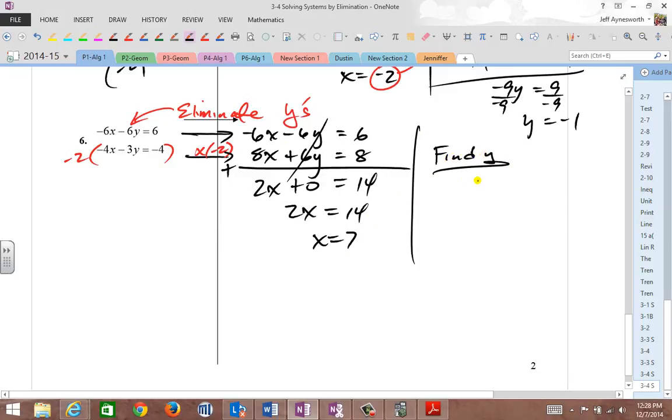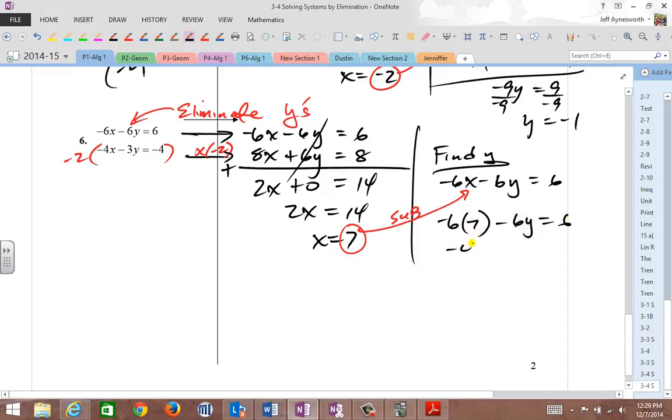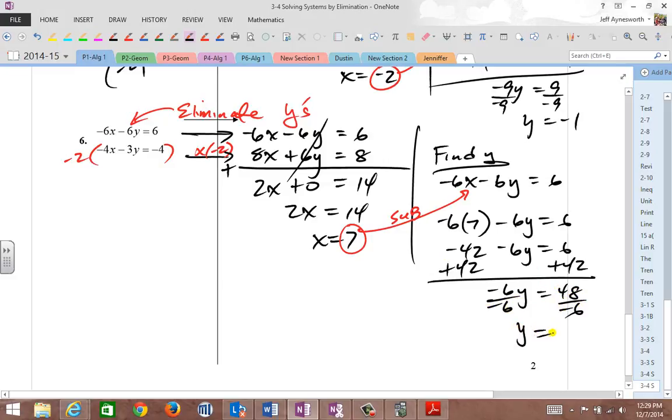Okay, then you pick one of the equations and you use it. So I'm going to pick, I don't know, the first one, I guess. It doesn't matter which one you use, you get the same results. So just pick an equation and run with it, right? So you got to substitute in for x here. Why? Because it's equal to x, right? So you get negative 6 times whatever x is, which is 7, minus 6y equals 6. That gives us negative 42 minus 6y equals 6. Add the opposite. You get negative 6y equals 48. And after you divide by negative 6, you get y equals negative 8. So the solution on this one is 7 comma negative 8.